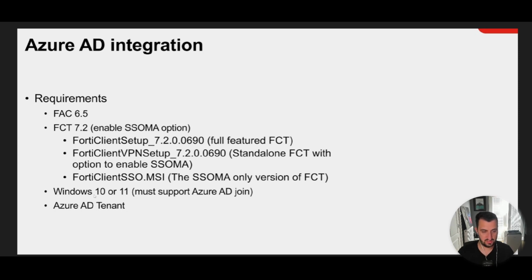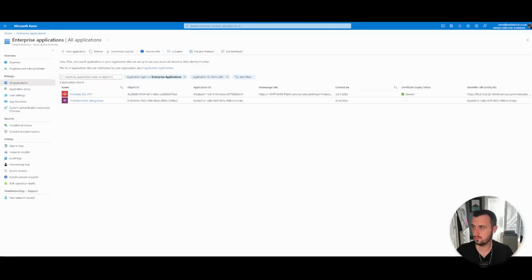We're using Windows 10 machines, and we're using the same users that we have used in the previous two videos from Azure Active Directory. So we need to go into Azure Active Directory, find Enterprise Applications, All Applications, and then New Application.